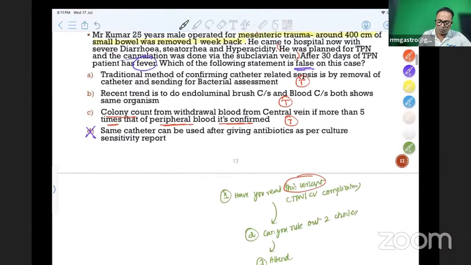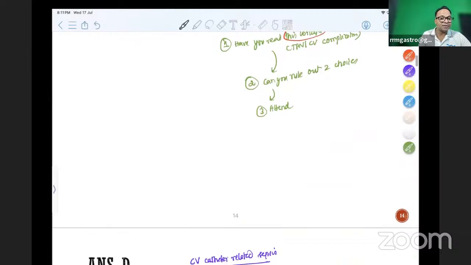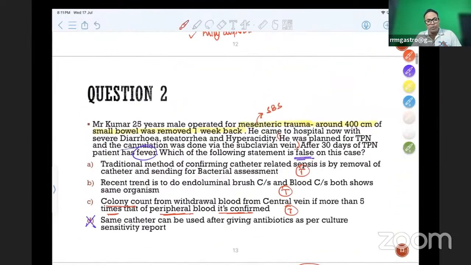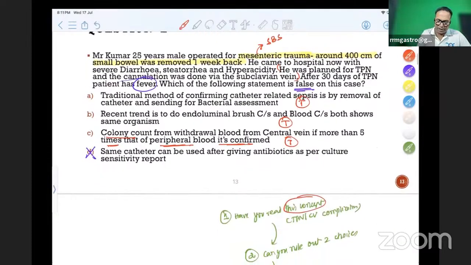Answer is D. Don't forget the central venous catheter sepsis related question. I'm not discussing everything in detail, but only the questions, because this is a 2020 series. We have to know the concept and how to answer it. That's all. So the statement that the same catheter can be used is wrong. We have to remove the catheter and put a new one.